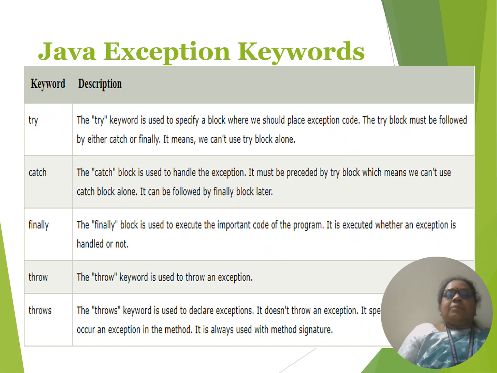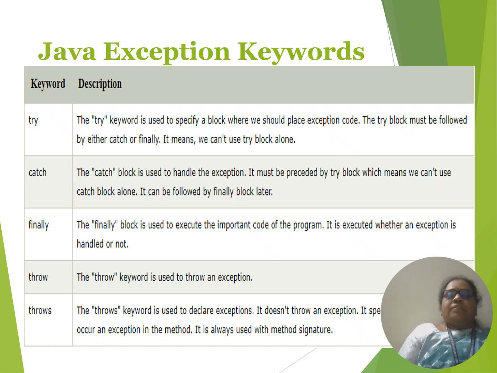Catch block. The catch block is used to handle the exception. It must be preceded by a try block, which means we cannot use a catch block alone. It can be followed by a finally block later. The finally block is used to execute the important code of the program. It is executed whether the exception is handled or not.